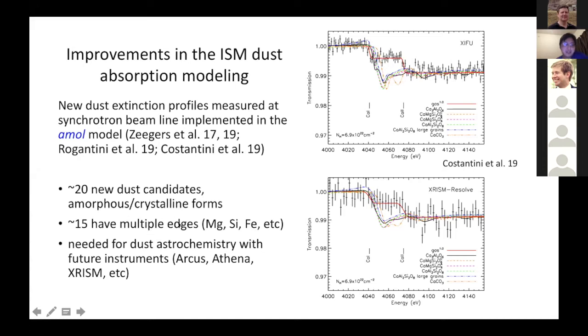A lot of them are measured in more than one edges. And on the right, you can see some simulation using Athena and Arcus response file. They're based on the gas model, and they are compared with the dust model using the measured cross sections. So obviously, such kind of model is needed for exploring the dust, molecular composition, and astrochemistry of the ISM using the new instrument.